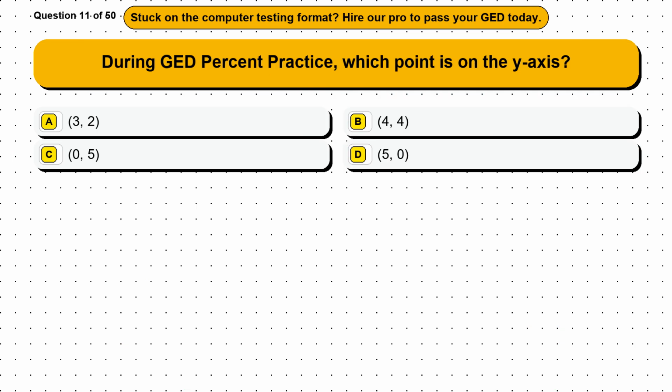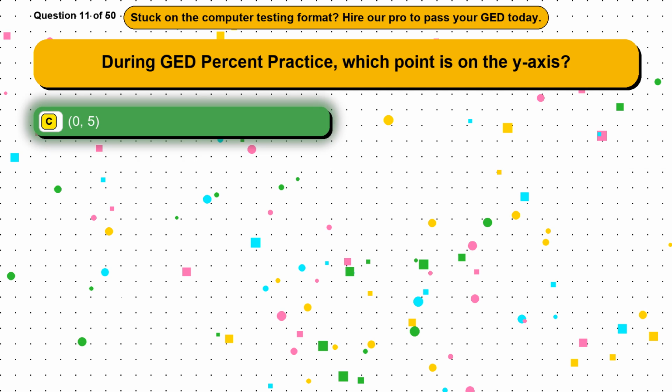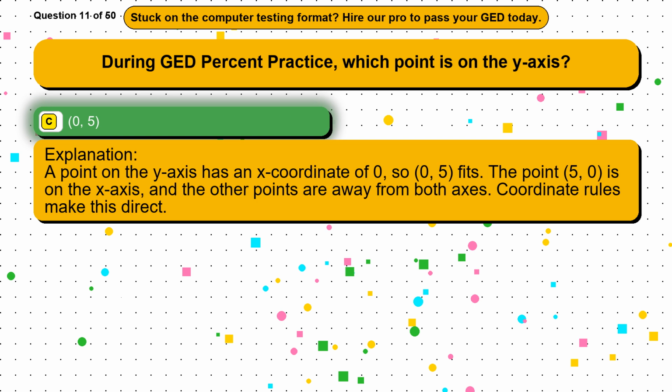Question 11. During GED Percent Practice, which point is on the y-axis? Option A, 3, 2. Option B, 4, 4. Option C, 0, 5. Option D, 5, 0. The correct answer is option C, 0, 5. A point on the y-axis has an x-coordinate of 0, so 0, 5 fits. The point 5, 0 is on the x-axis, and the other points are away from both axes. Coordinate rules make this direct.